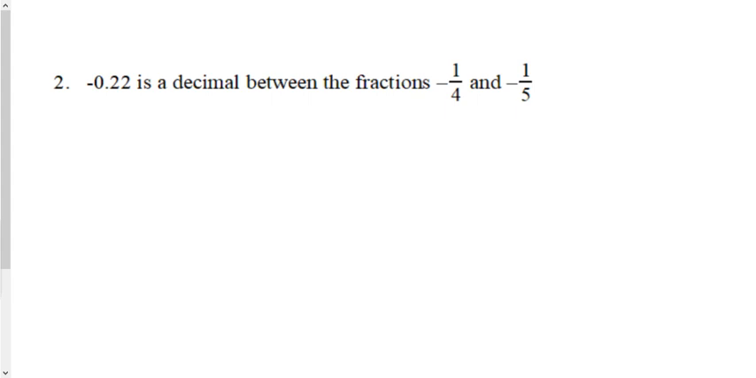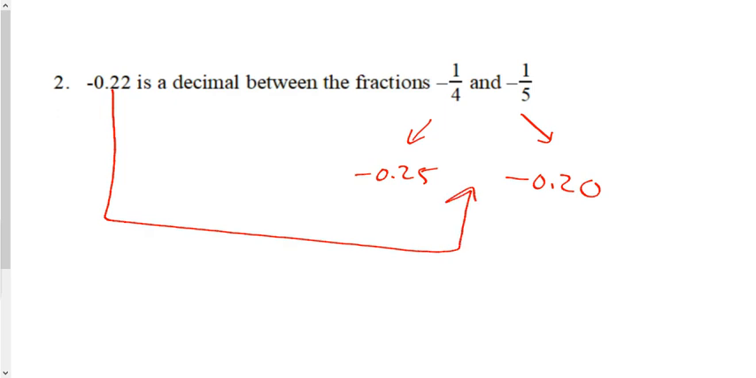Your second question, 0.22 is a decimal between the fractions negative a quarter and negative 1/5. First thing you should probably do is change this to a decimal, which is negative 0.25, and this, which is negative 0.20, or negative 0.2. And therefore, this one on a number line would fit between there, and therefore your answer is true. It does fit between there.